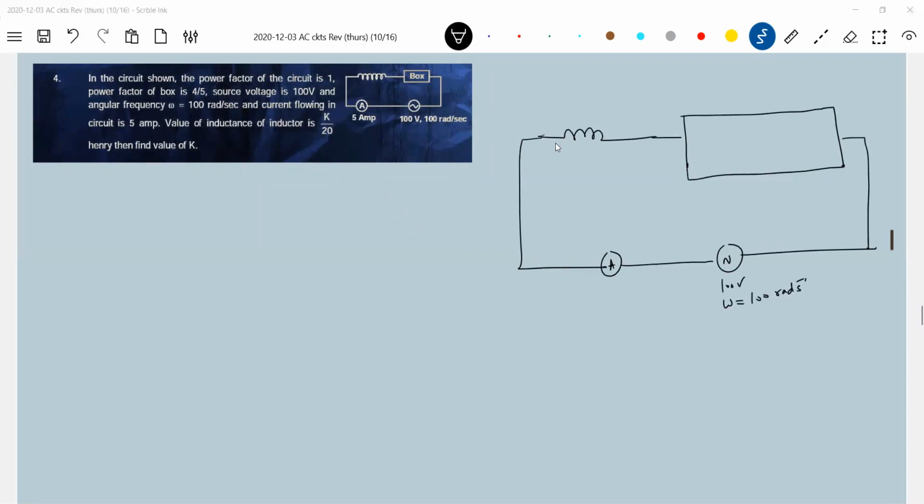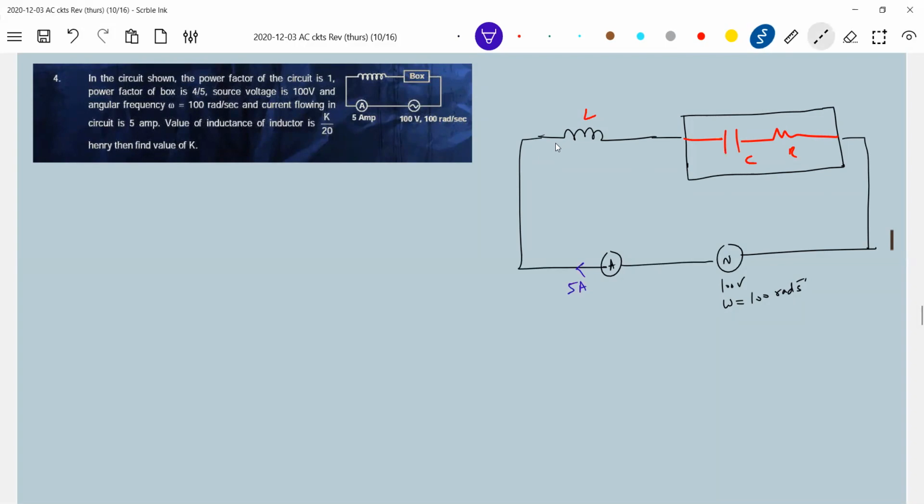RLC: one resistor, one inductor and a capacitor you are going to place in this box. Okay, let's do one thing. The question is asking for the value of inductance. So what is the other information we have? This is given as 5 ampere. We know the total impedance of the circuit, and it's telling us the power factor of the circuit is 1.